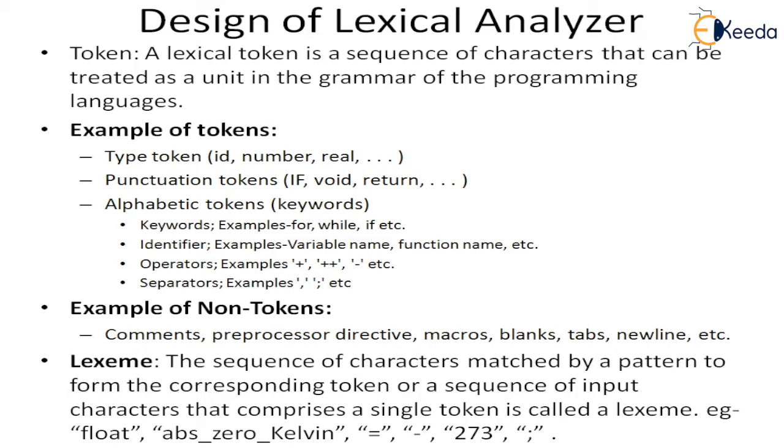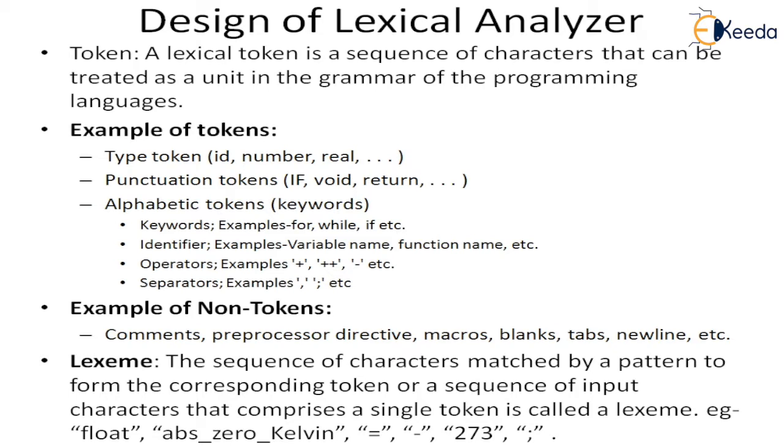That alphabetical token has four categories: keywords, identifiers, operators, and separators. Keywords are for, while, if, etc. Identifiers are variable names, function names, etc. Operators are plus, minus, multiplication, summation, etc. Separators are comma, semicolon, etc. There are also some non-tokens in the program: comments, preprocessor directives, macros, blanks, tabs, new line, etc.